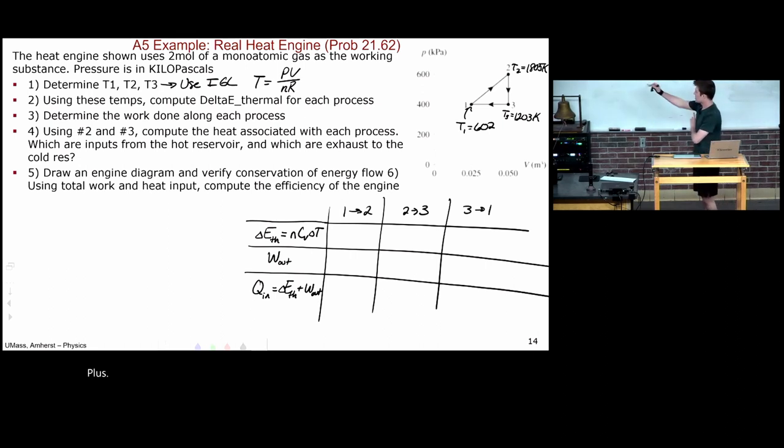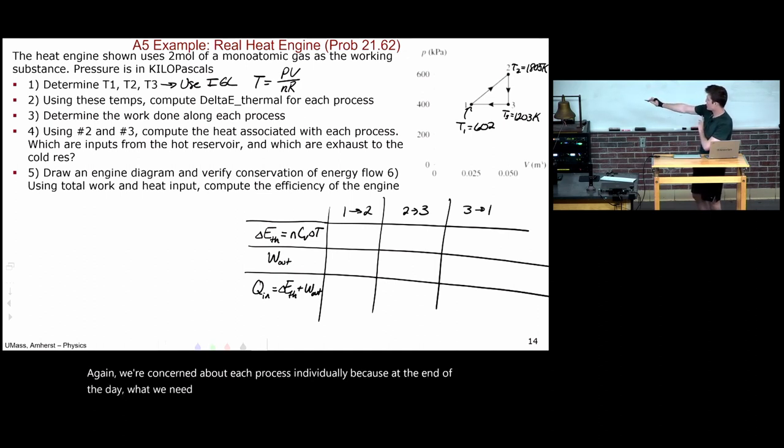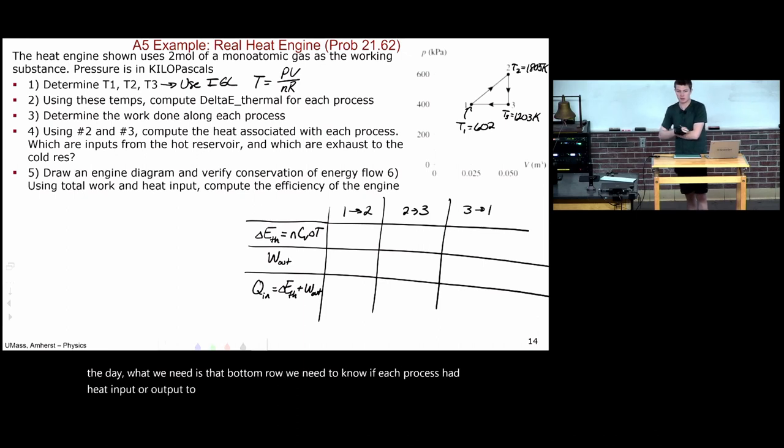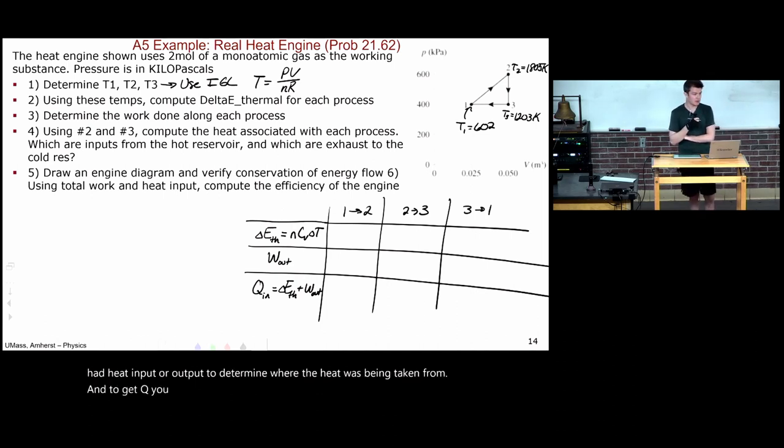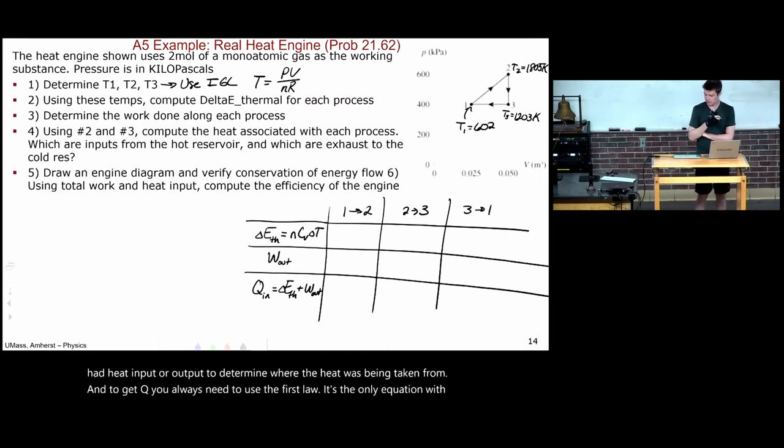Again, we're concerned about each process individually because at the end of the day, what we need is that bottom row. We need to know if each process had heat input or output to determine where the heat was being taken from. And to get Q, you always need to use the first law. It's the only equation with a Q in it.